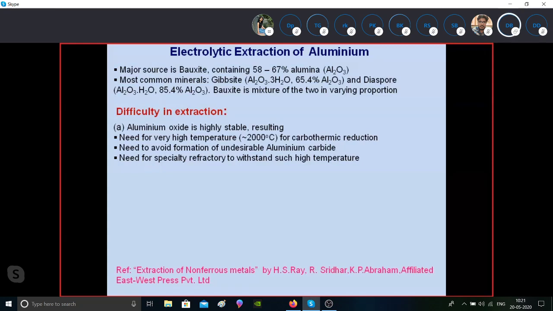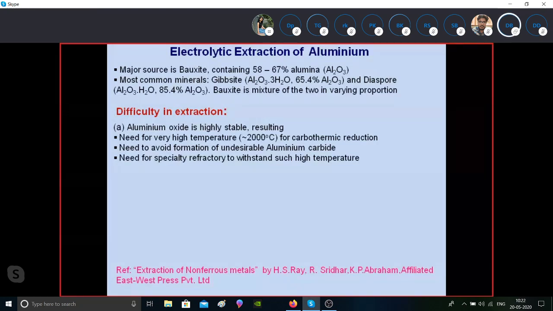And at such high temperature, aluminium has a tendency to react with carbon to form aluminium carbide, which will be very difficult to remove in the subsequent stages. The impurity of aluminium carbide in aluminium makes it unsuitable for many applications. So carbothermic reduction of aluminium is somewhat ruled out.